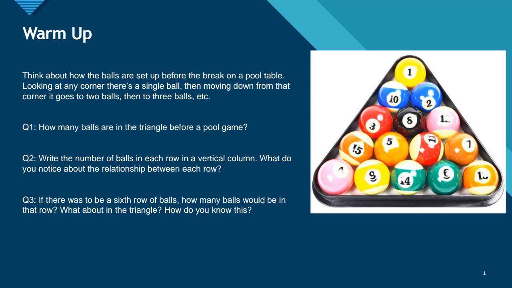What do you notice about the relationship between each row? How do you get from row 1 to row 2, and then row 2 to row 3? And then if there was to be a 6th row of balls, how many balls would be in that row? And then how many balls would be in the triangle in total, assuming you can make the triangle a little bit bigger? And how do you know how many balls are going to be in that row and how many balls are going to be in the triangle? And I want you to think about this.